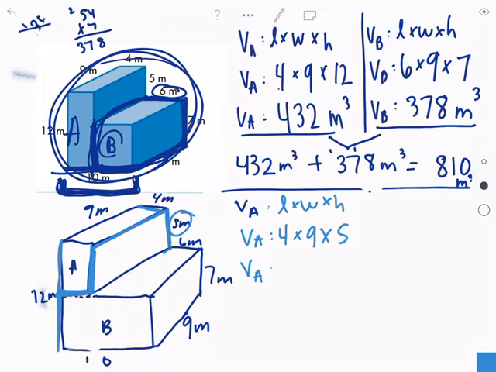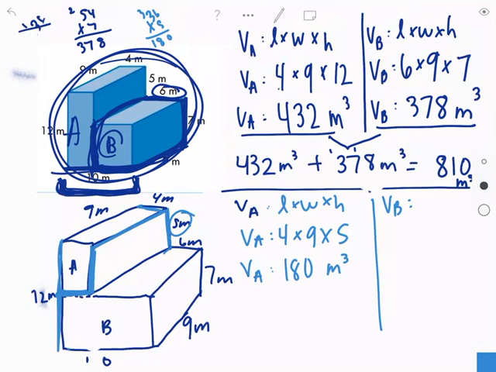So for volume A, 4 times 9 is 36. 36 times 5, that's 30, 15, so 180 meters cubed. Okay, again, we need to do part B.